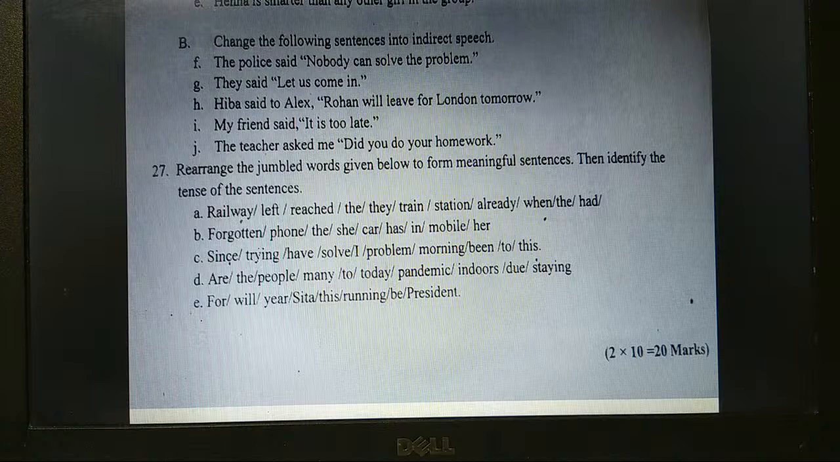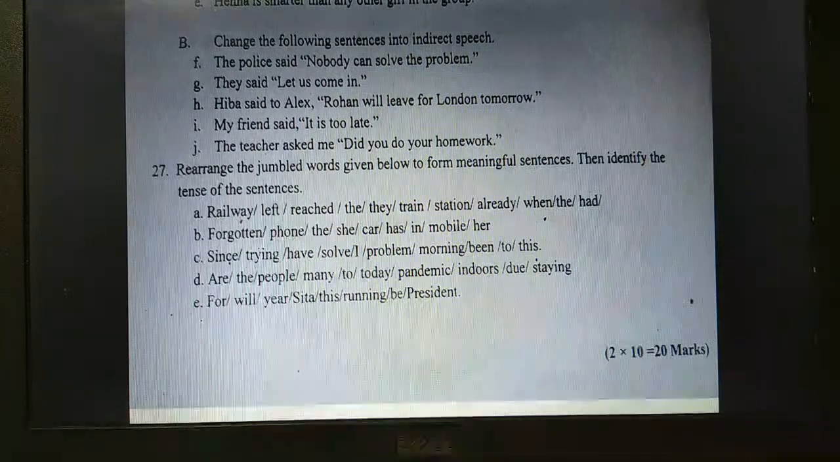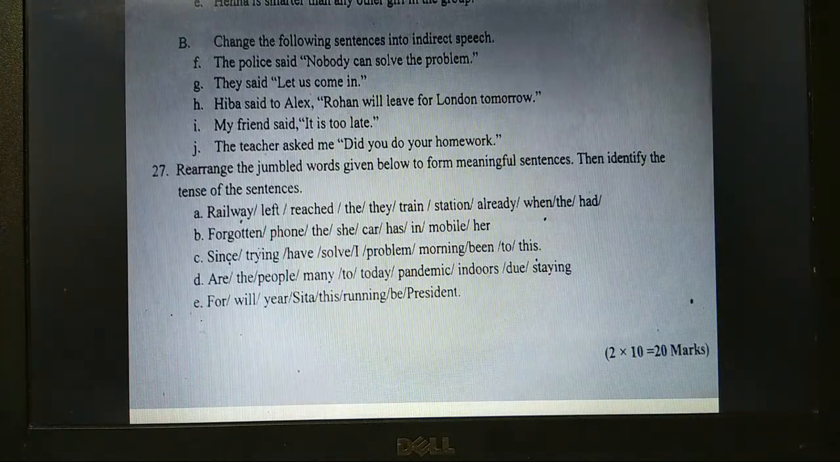Okay, direct reported speech. F. The police said nobody can solve the problem. All right, the answer. The police said that nobody could solve the problem.